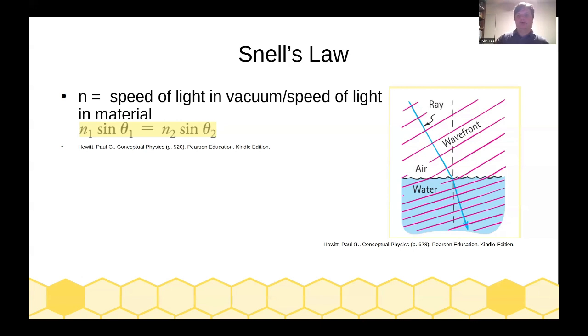Therefore, in order for the wavelengths at the interface, at the area where air meets water in this picture, to be at the same position on the interface, the light has to actually bend so that it is going steeper through the water than it is going through the air.